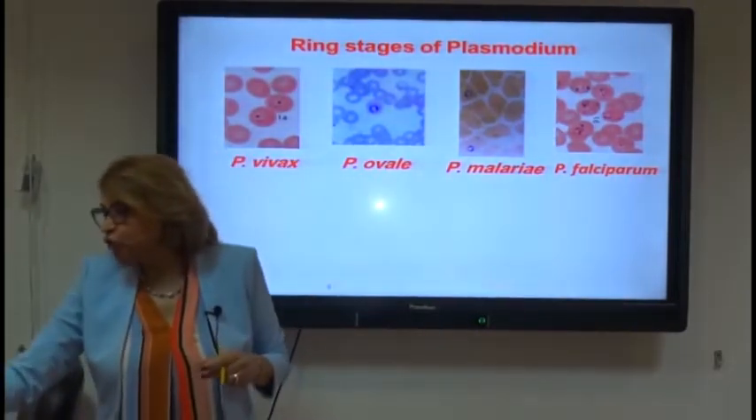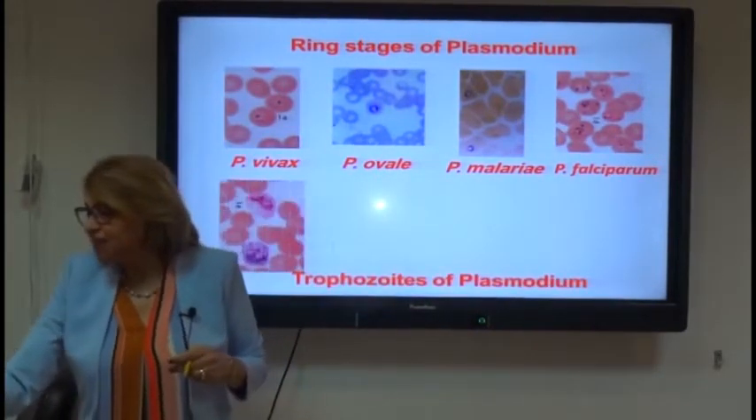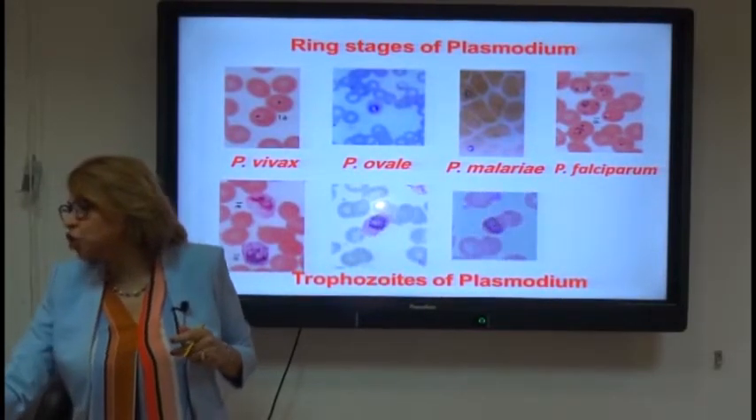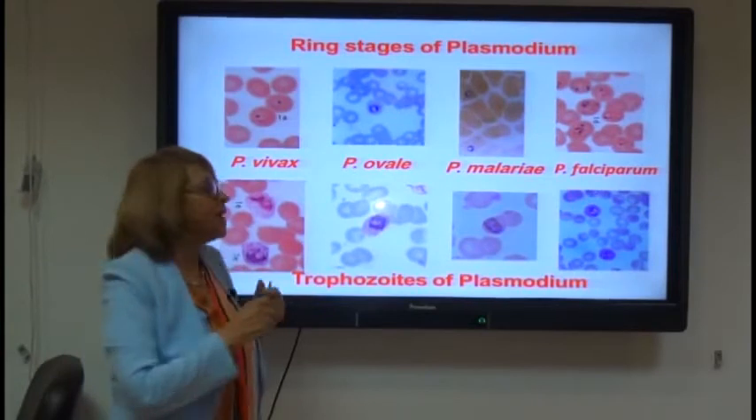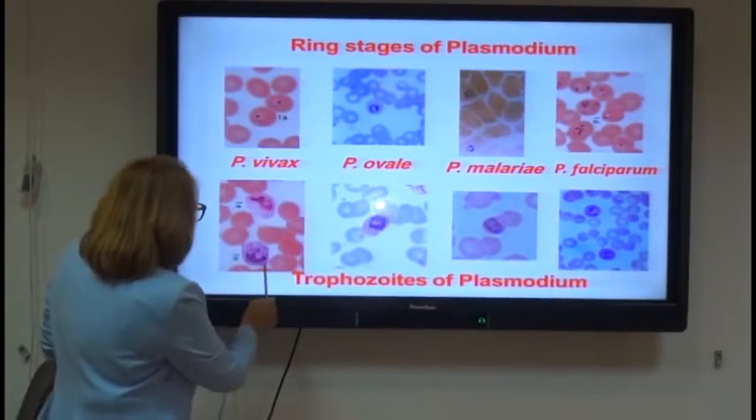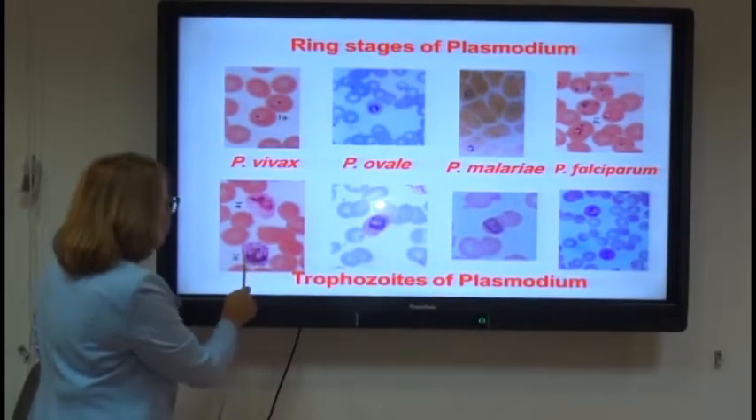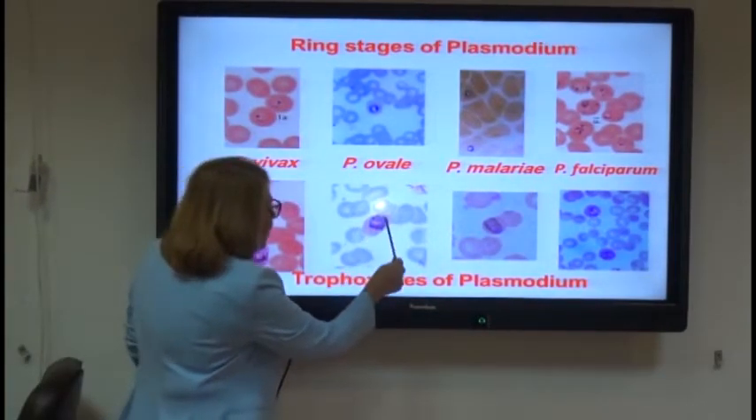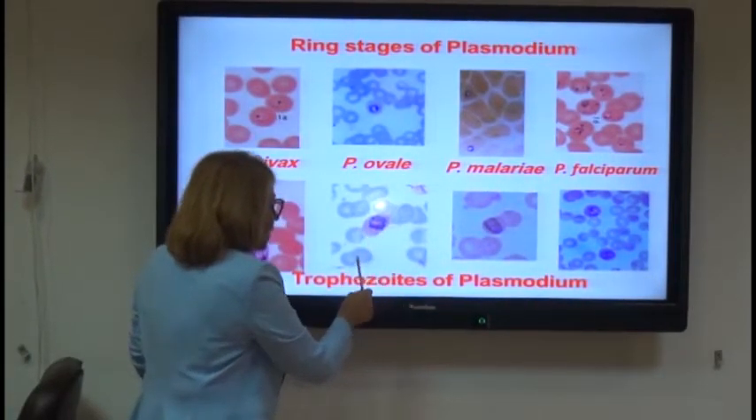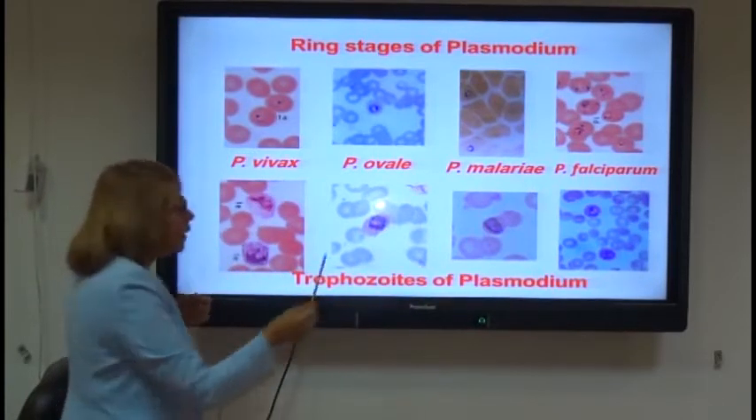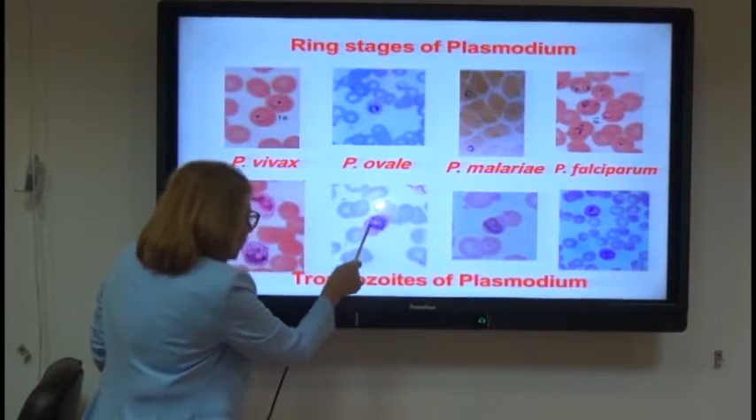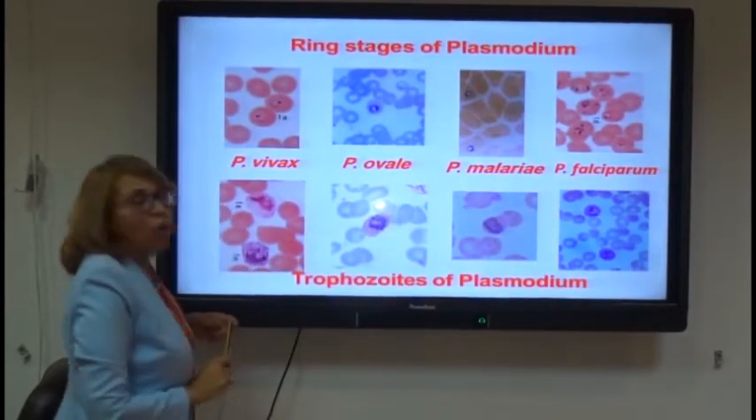Then the trophozoite of Plasmodium. We have vivax, which is present in an enlarged red cell. It is amoeboid in shape and contains a vacuole. The red cell is enlarged and fimbriated. Here it is more evident than in the previous slide. It contains a vacuole also. It is amoeboid and contains a vacuole, but it is compact.